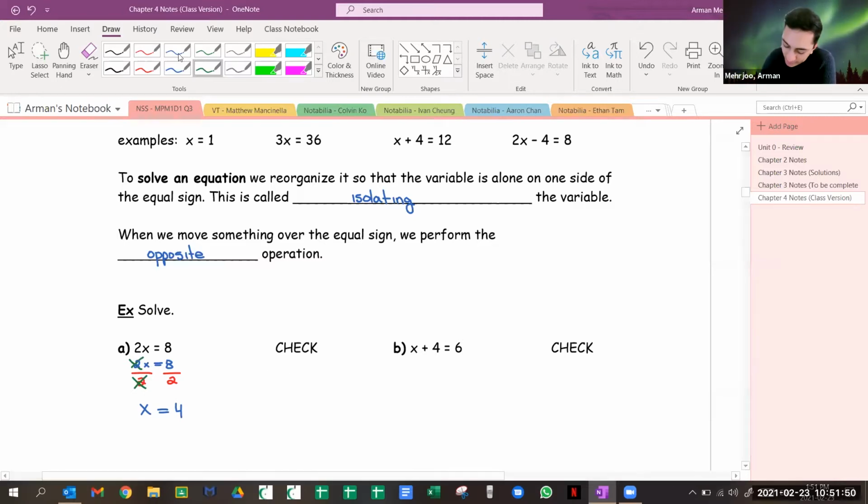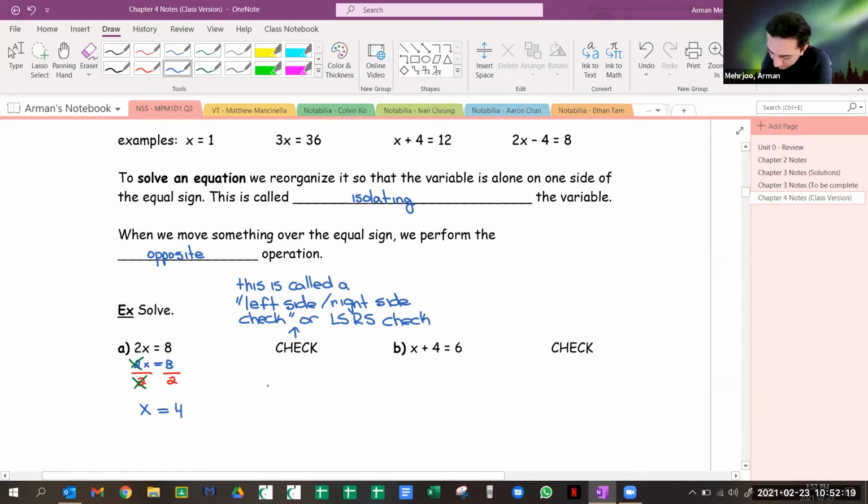We can do a check to make sure we've done it correctly. And this is called a left side, right side check. So what you do is you take x equals 4, and you plug it into the left side of your equation. So 2 times 4, what does that equal? That equals 8. So my left side is equal to 8.